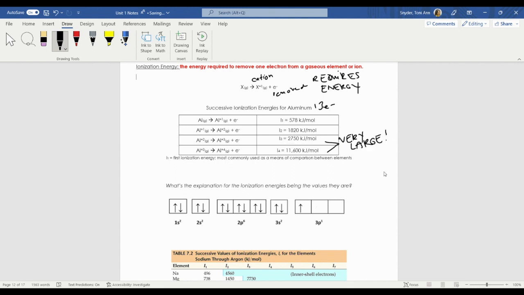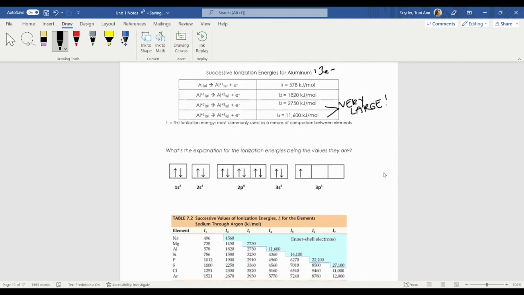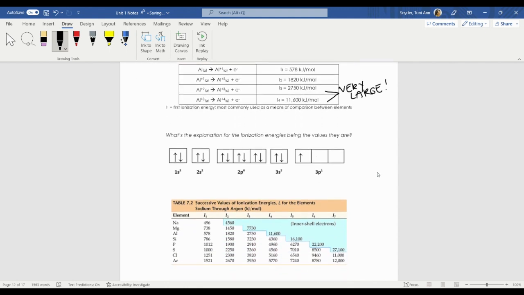Well, we can describe that because we can look at the orbital notation for aluminum. So we already said that aluminum's got 13 electrons, right? 13 total. Here's its orbital notation. So you can count the arrows. There's 13 of them in their respective orbitals.